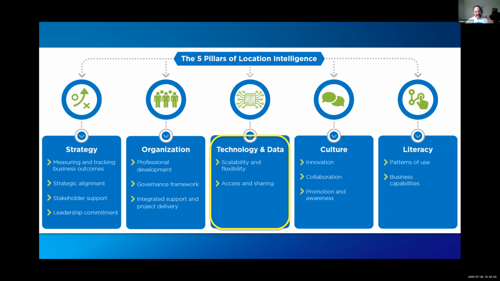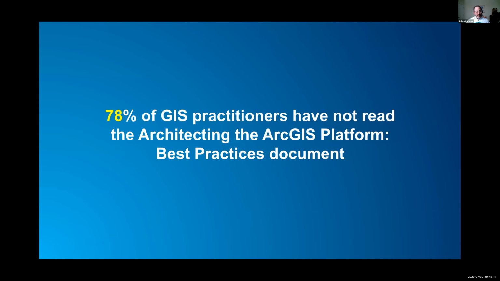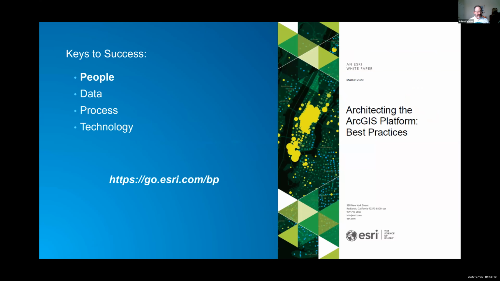And Esri has a document that outlines all our best practices called Architecting the ArcGIS Platform, Best Practices. And sure enough, I polled everybody and 78% of them have not read it. So if you're not familiar with this document, you can download it here at this URL. And this document is kept up to date. It is updated at least 3 times a year.